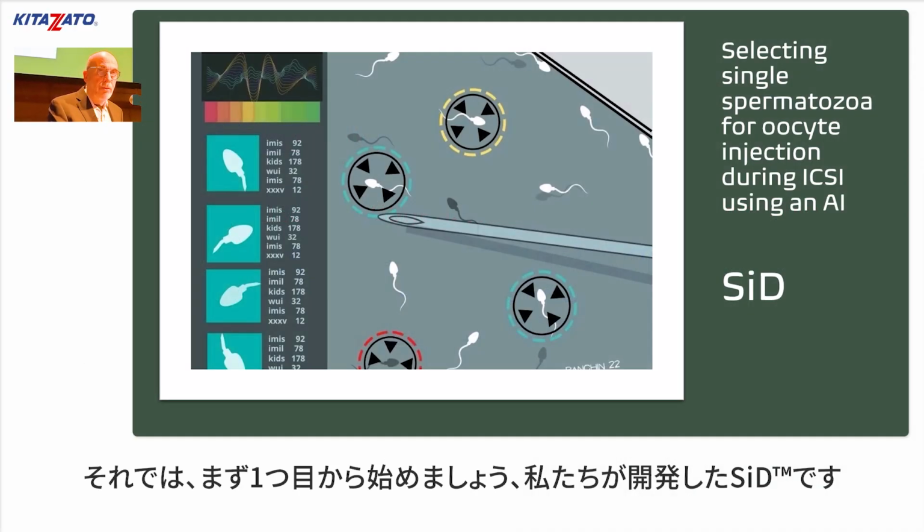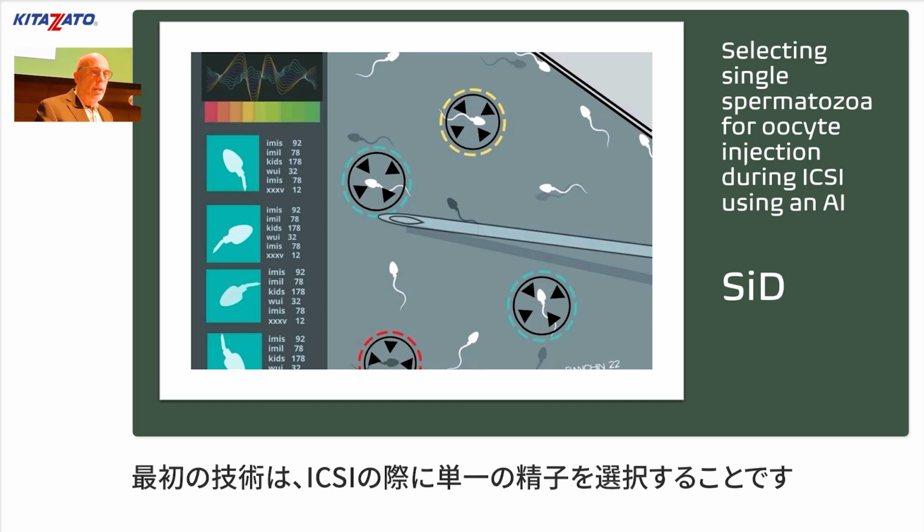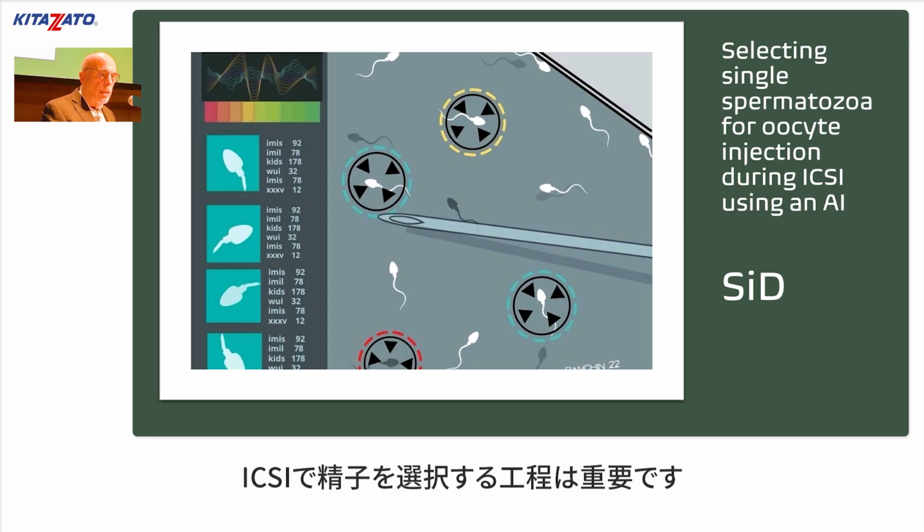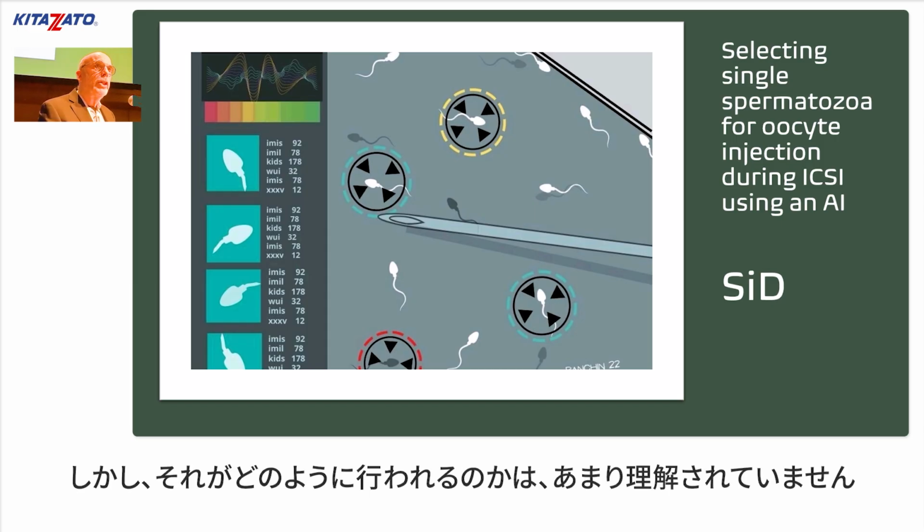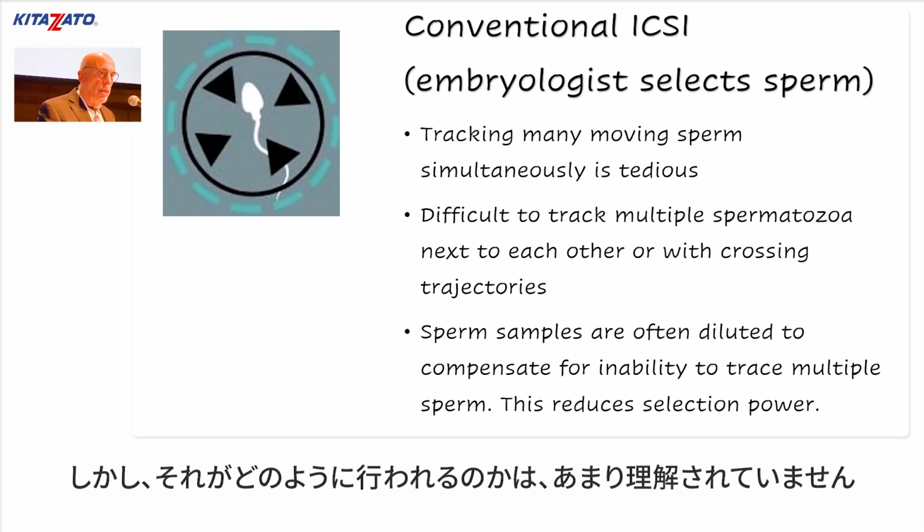So let's start with the first of those AIs that we have developed, SiD. It's about selecting single spermatozoa during the ICSI process. It's an important moment, and it's underappreciated, really, how that is done.